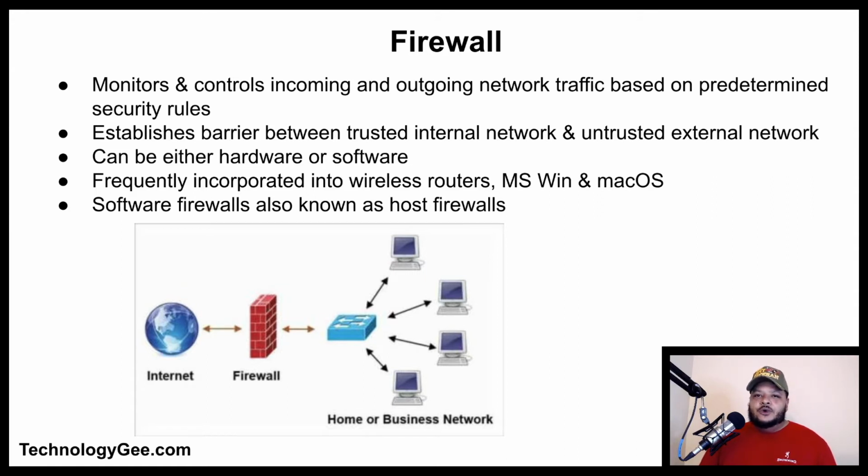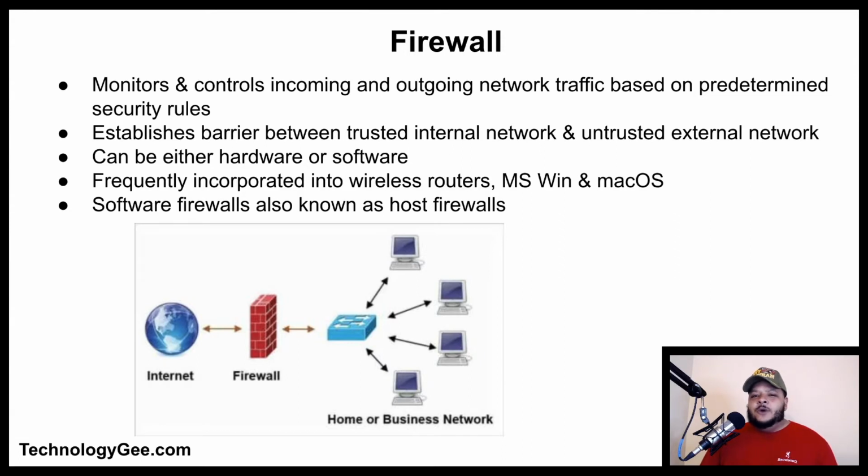A firewall is a network security system that monitors and controls incoming and outgoing network traffic based on predetermined security rules. A firewall typically establishes a barrier between a trusted internal network and untrusted external networks, such as the internet. Firewalls can be either software or hardware. Firewalls are frequently incorporated into wireless routers, Microsoft Windows and Mac operating systems. Software firewalls are also known as host firewalls.